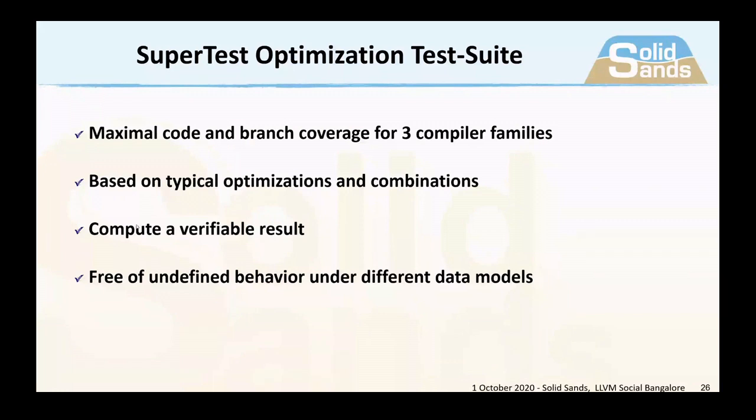So that is why we developed the supertest optimization test suite. There we really focused on achieving maximal code and branch coverage on the assembly code level for 3 different compiler families. So we investigated the behavior of GCC, LLVM, and the Intel C compiler. And all of this, like I said, is based on typical optimizations and combinations of that. On one hand, it is based on benchmarks, but on the other hand, we also studied literature about compiler optimizations, and based on that, we developed different tests.